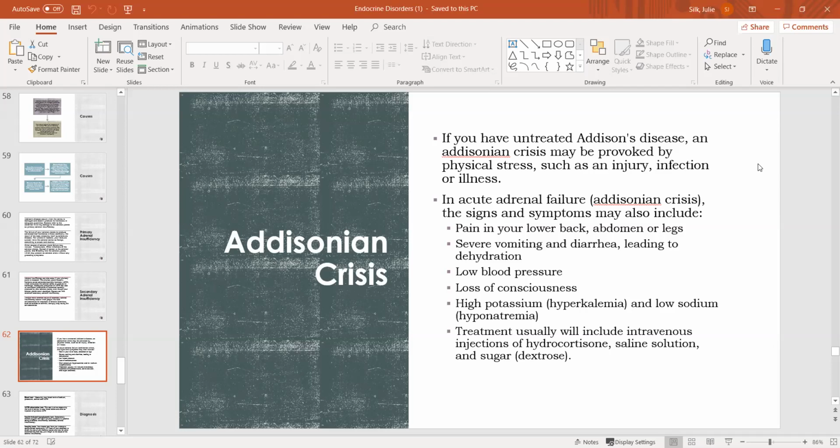So again, treatment would be just treating those symptoms. You're usually going to give IV injections of hydrocortisone, saline solution, and sugar, because we're trying to treat all of the problems specifically that they're having. The hydrocortisone would be to treat their problem with their hormones. The saline solution would be to treat the sodium issue, and then the sugar would be to treat the low blood sugar. Okay?